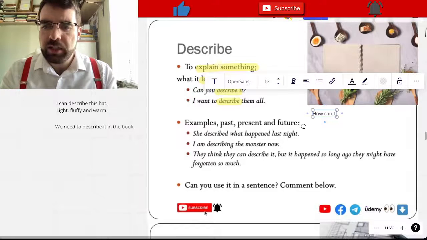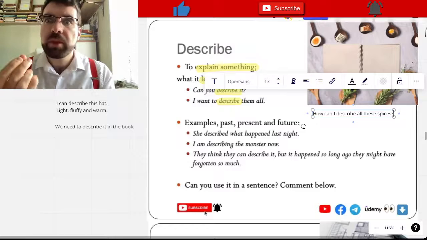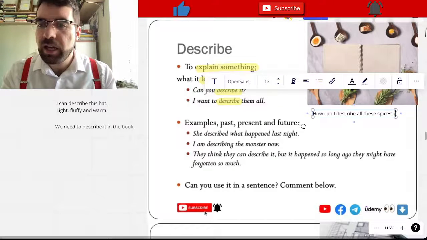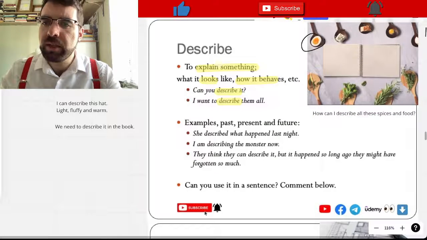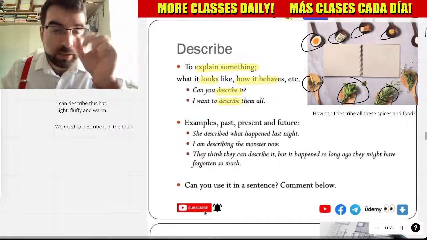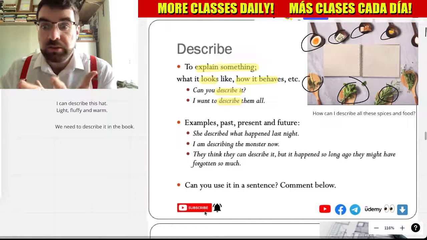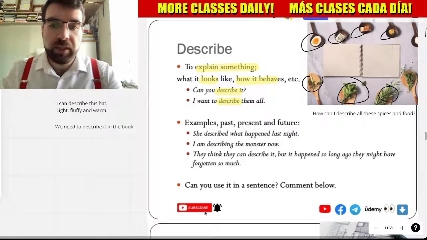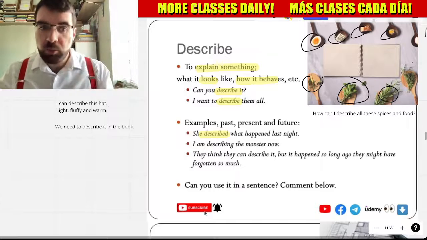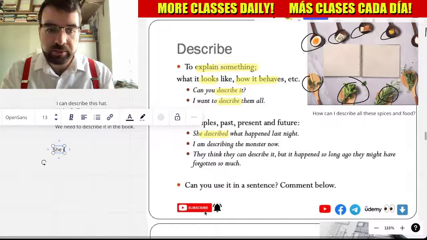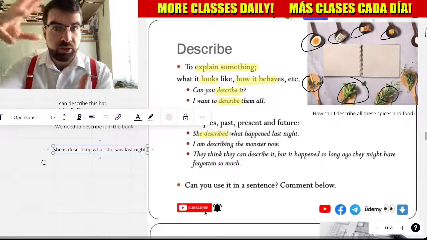How can I describe all these spices? All these spices and foods. Yeah, describe them. How? Different flavors, different spice, different strengths, weaknesses, and beyond. So she described what happened last night. She's describing what she saw last night.